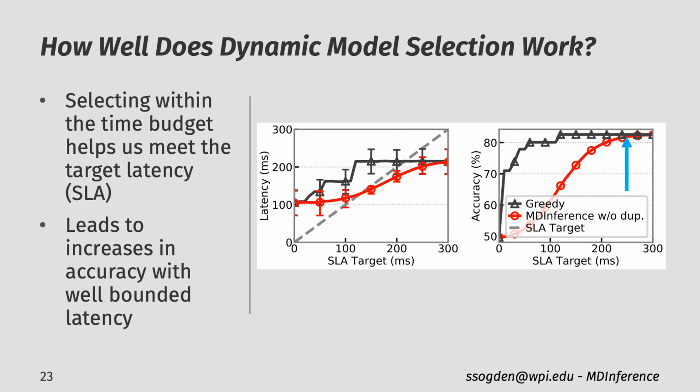Finally, at our general goal of 250 milliseconds, MDInference has accuracy similar to that of the greedy approach, showing that as it approaches this point, it meets up and begins providing high accuracy inferences while, along the meantime, adapting to network conditions.